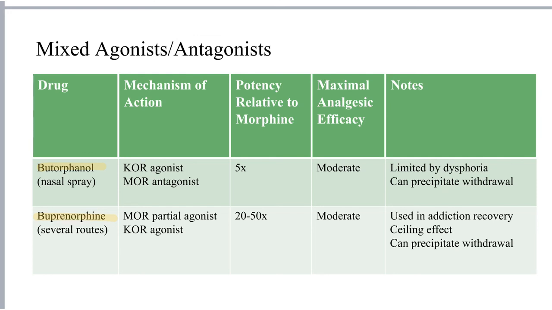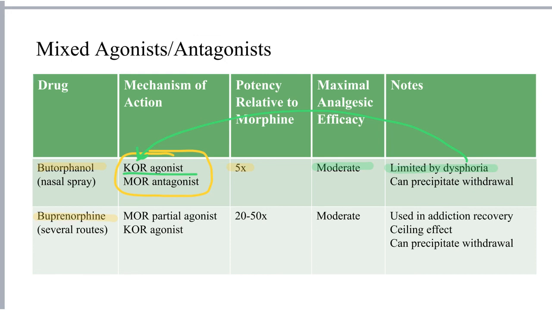Butorphanol, which is available as a nasal spray, is a kappa opioid receptor agonist, as well as a mu opioid receptor antagonist. It actually has higher potency than morphine, about 5 times more potent, but its maximal analgesic efficacy is only considered to be moderate. And the analgesia it produces is limited by the development of dysphoria, which is mediated by the kappa opioid receptor agonist activity.